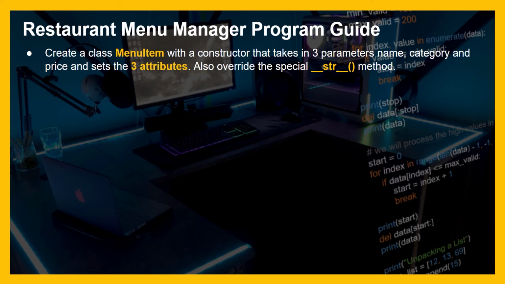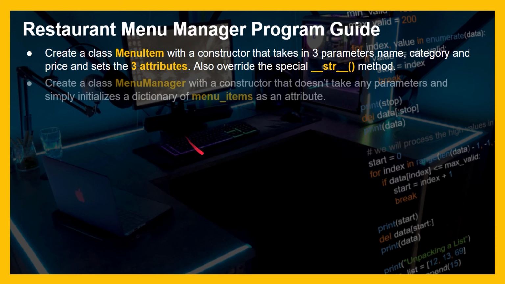Also override the special __str method. If you don't know how these things work, I'm going to link the video that discusses classes and object-oriented programming in Python. Next, you'll need to create a class menu manager with a constructor that doesn't take any parameters and simply initializes a dictionary of menu items as an attribute.